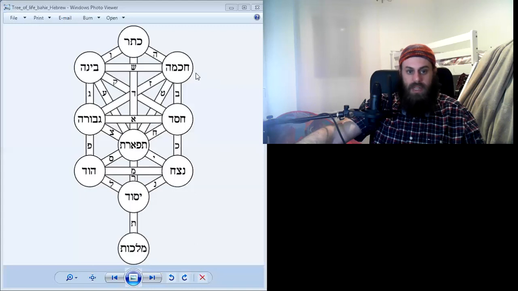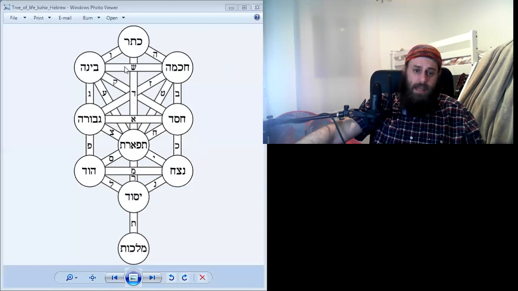Now, you'll see that there are 10 aspects, or we'll call them traits, I guess, for this series. There are 10 traits in the Kabbalistic structure of the tree of life, and that's really what we're going to be focusing on. We're not going to be focusing on the 22 connections, which make up the Hebrew alphabet. We're going to speak more about the 10 traits themselves and how they relate to one another.